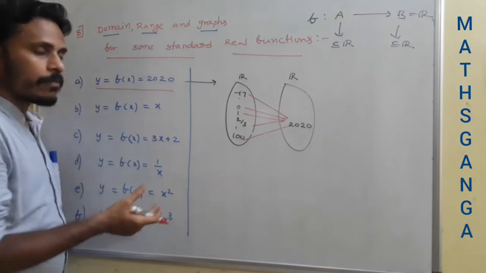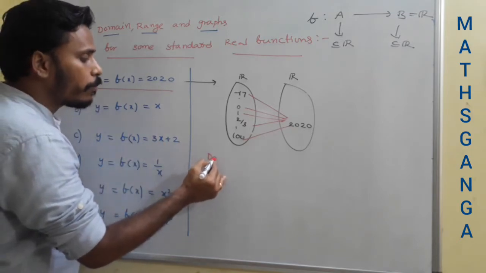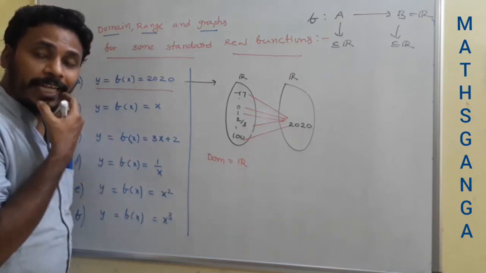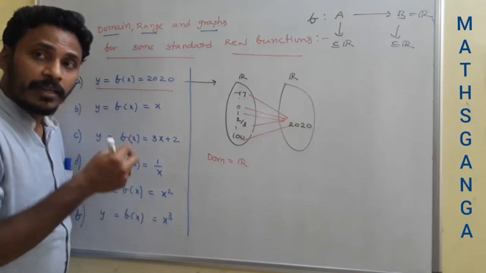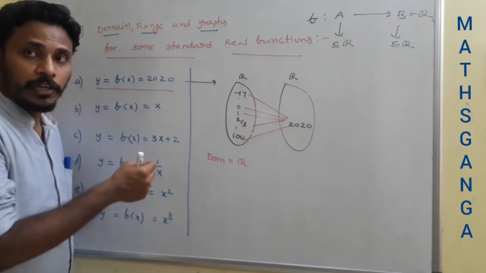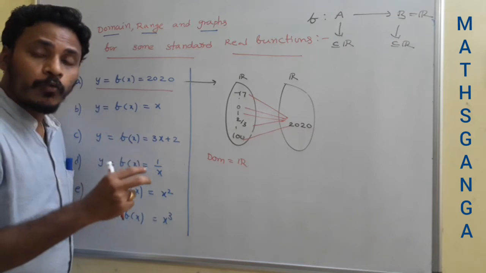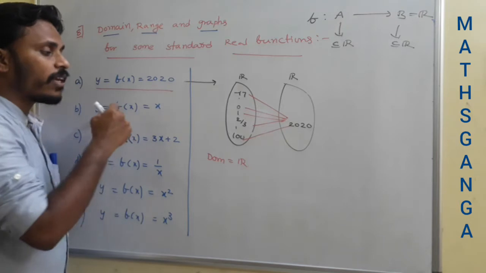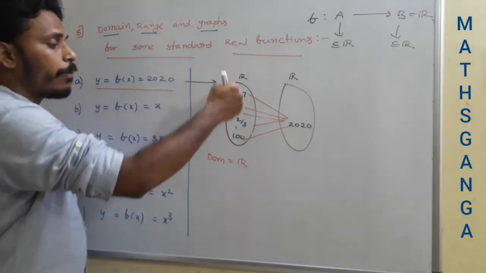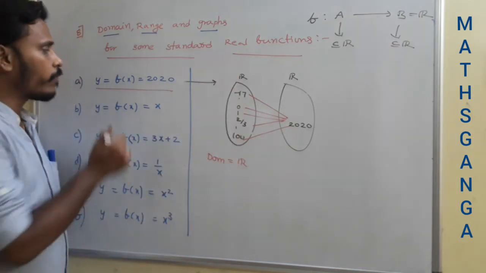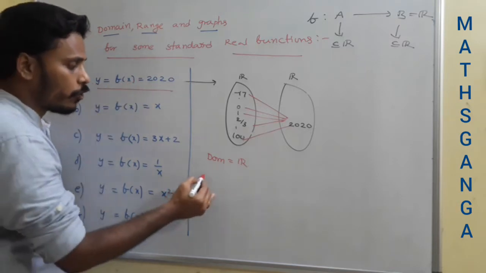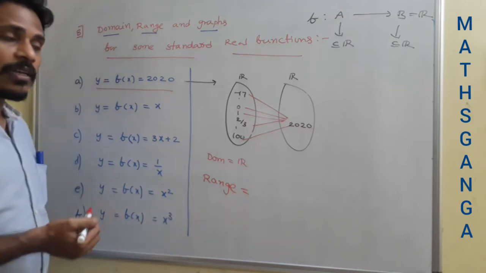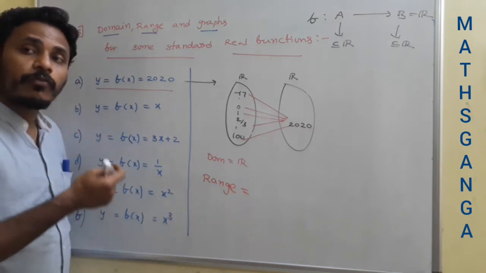So if you analyze it clearly, the domain is simply all real numbers. We need to find the maximum possible subset of the real numbers to serve as the domain for the given function. Here the complete real number set is the domain for this function y is equal to f of x is 2020. Whereas if you think about the range, in the sense of the images of the elements of the first set.